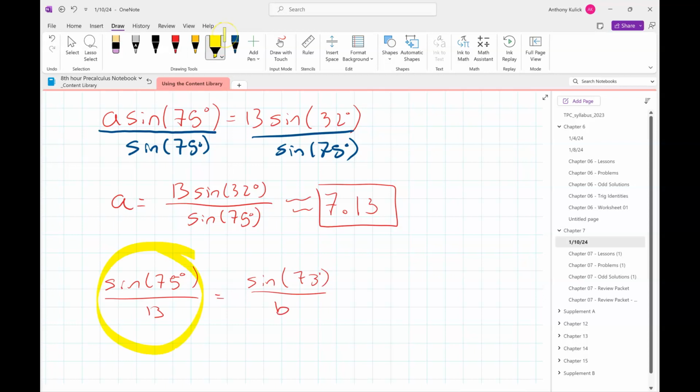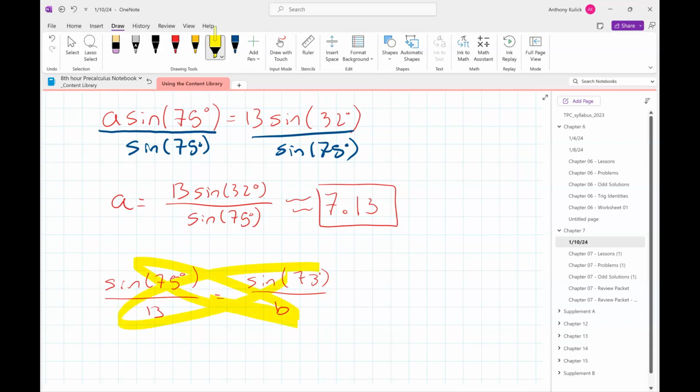Now keep in mind, I could have used sine of 32 over 7.13 instead of sine 75 over 13. That would be okay. I recommend against doing that because I'm a whole lot more confident that I subtracted three numbers correctly to get the 75 than I am that I applied the law of sines correctly to get the 7.13. So why take the extra risk? I'm going to go with the answer I'm most confident with.